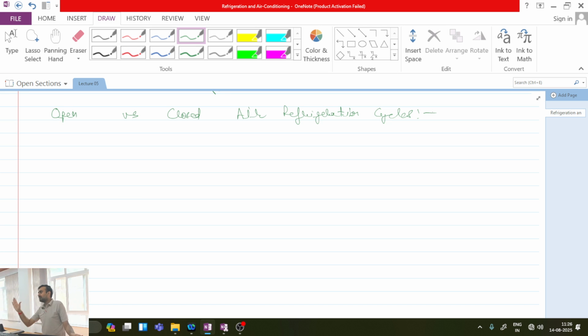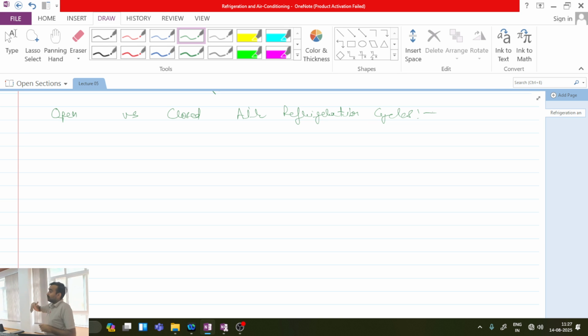Now, open cycle has some disadvantage. What disadvantage is open cycle having? If you are operating in an open cycle, always you are taking air from ambient. So if you are taking air from ambient condition, it means that the inlet of the compressor has to be always at the atmospheric pressure conditions. Are you agreeing to this point? So inlet has to be always at atmospheric pressure.